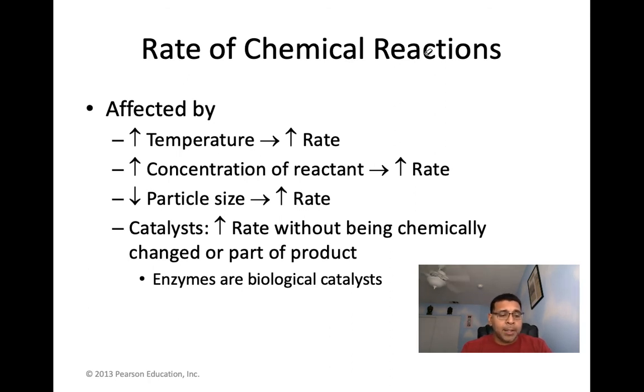Next then, let's talk about factors influencing the rate of chemical reactions. When chemical reactions occur, there are lots of different factors that can influence the rate at which that chemical reaction is taking place. The first factor is temperature. Increasing the temperature of a substance increases the kinetic energy of its particles. For this reason, chemical reactions proceed more quickly at higher temperatures.